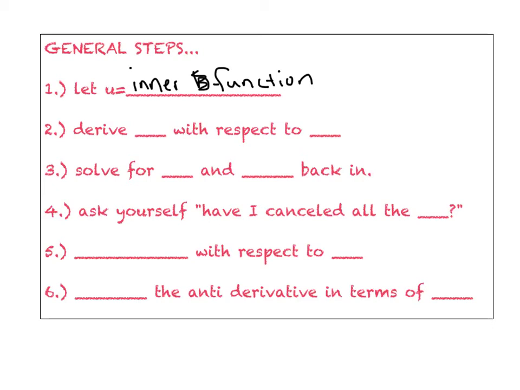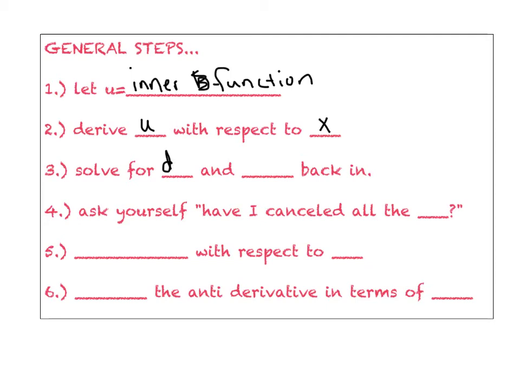Sometimes, picking the correct u is more of an art than a science. And it's just something that's developed over time. You'll build a better feel for it. But you probably have to do a couple hundred problems before you really develop that strong gut feeling. Number 2, we're going to derive u with respect to who? X. Typically x. It might sometimes be a t or something, but typically it's with respect to x.